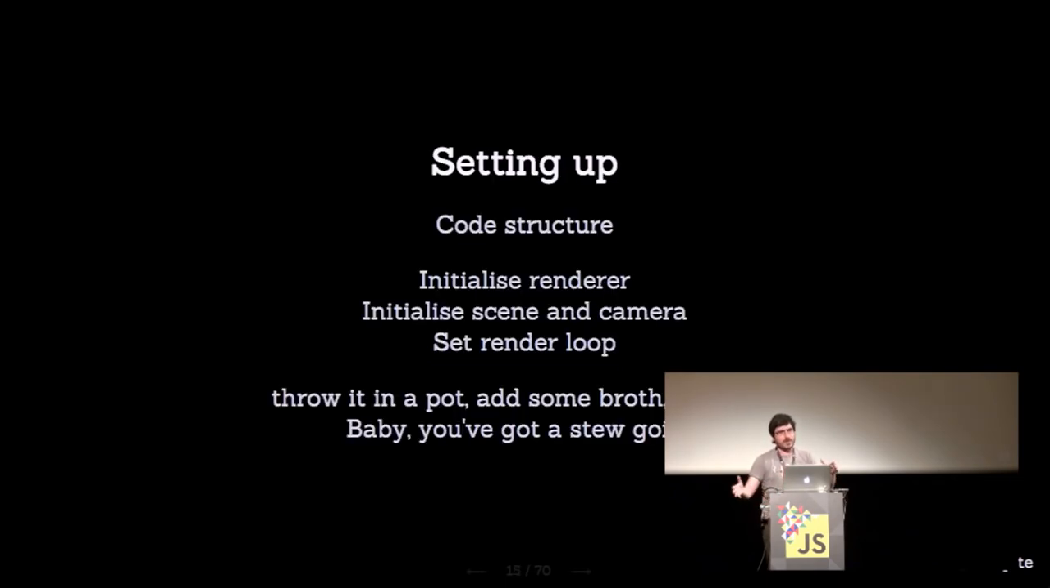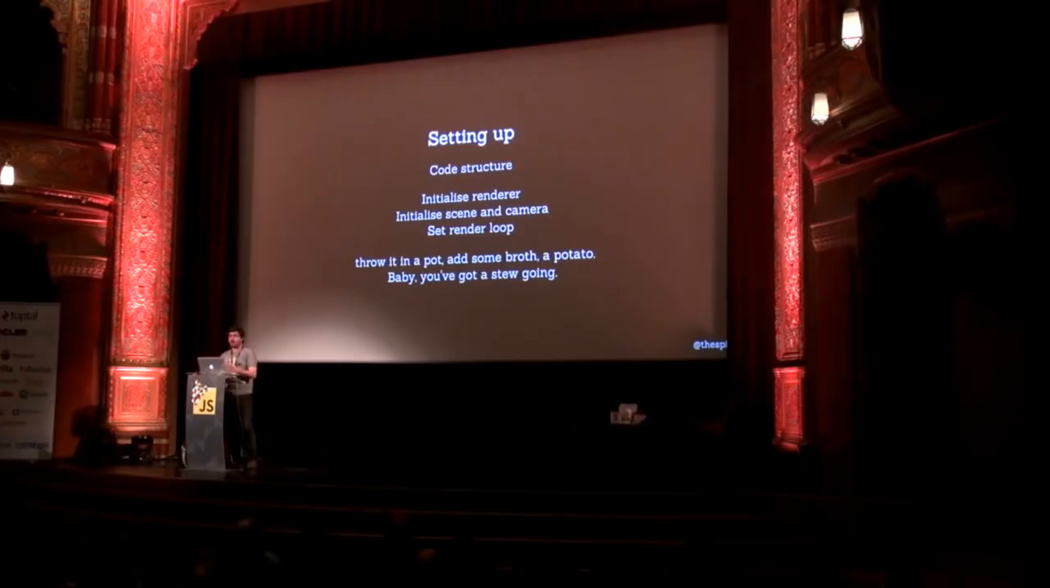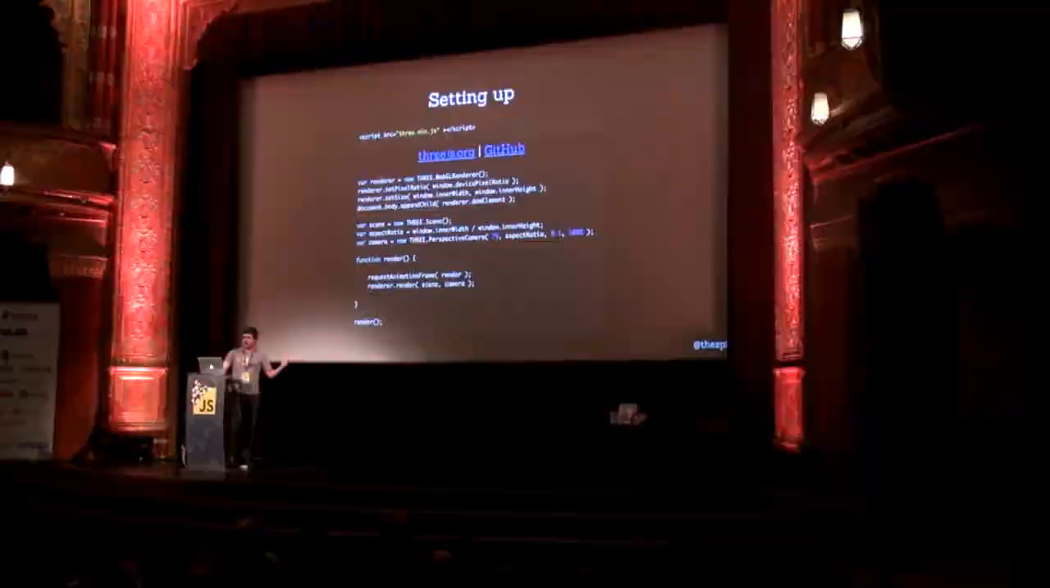So how do you start? You have to set up. You've seen a bit of this before in the previous talk about WebGL. Basically, your code structure is that you create your renderer, then you set up your scene, and then you just run the animation loop. That's basically everything you have to do. So this would be the code. You've seen something similar before.